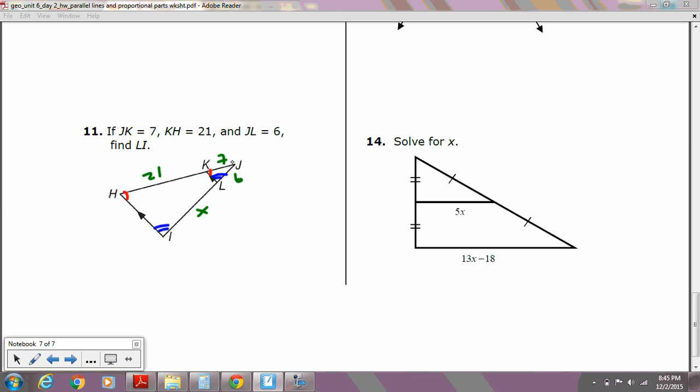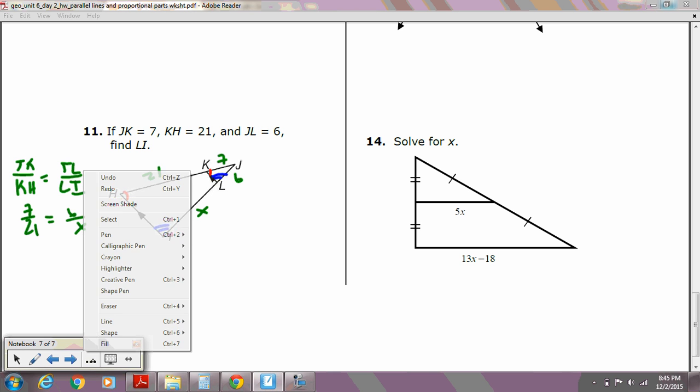So if you look at the big triangle JHI, we have all 4 parts labeled. So we can do part over part equals part over part. So that's JK over KH equals JL over LI. So that's 7 over 21 is equal to 6 over x. So we can cross multiply.